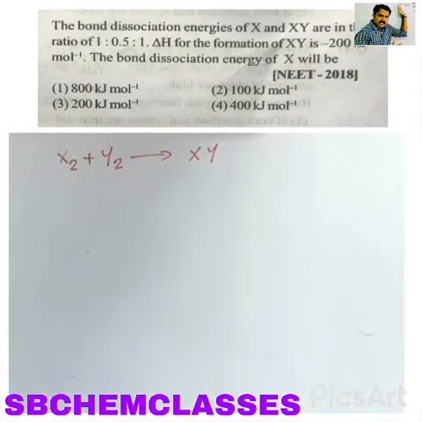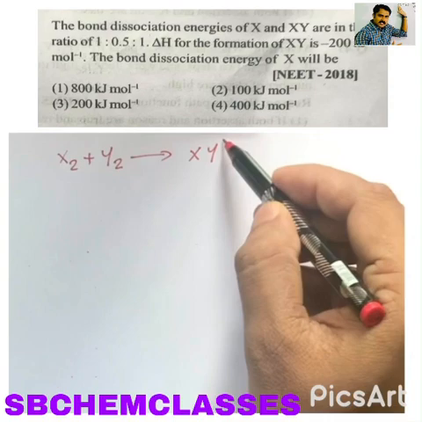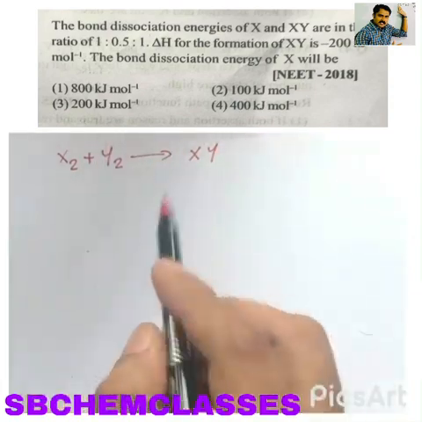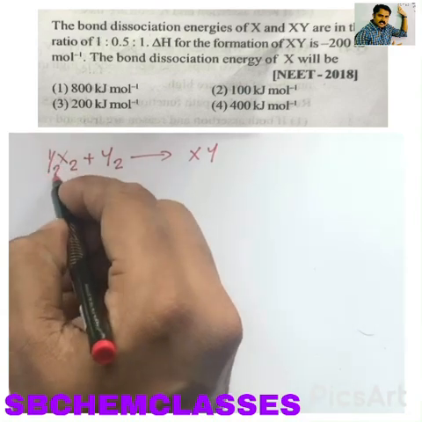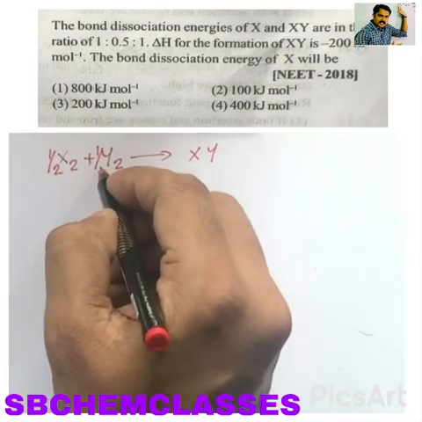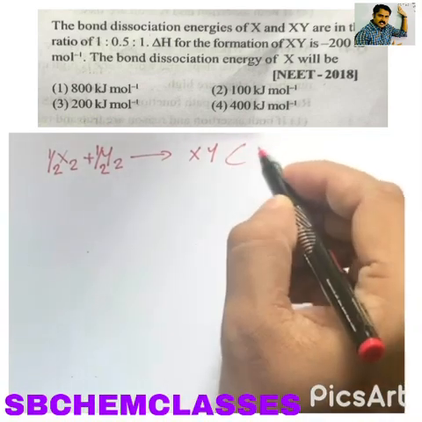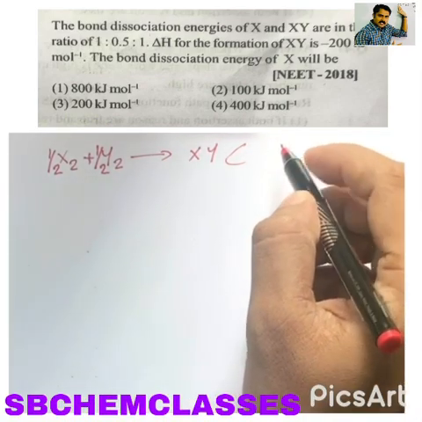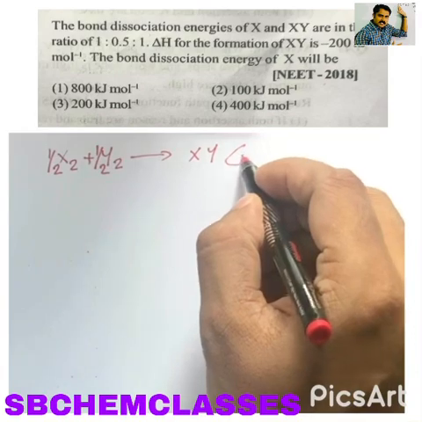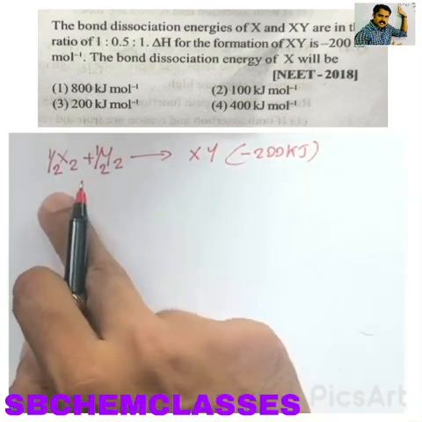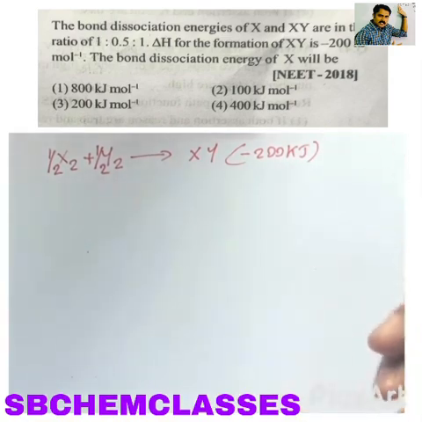Enthalpy of formation means the enthalpy change during the formation of 1 mole of a substance from its elements. So the reaction is balanced like this: half X2 plus half Y2 become XY. Its reaction enthalpy is minus 200 kilojoule per mole. And we have to relate this reaction enthalpy with the bond enthalpy.